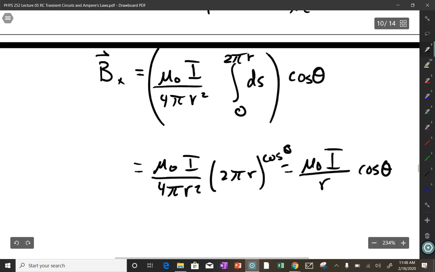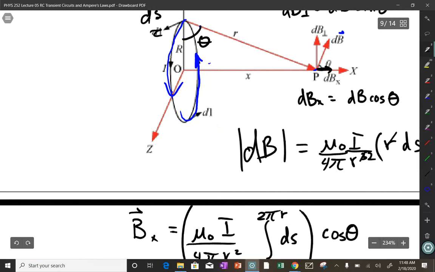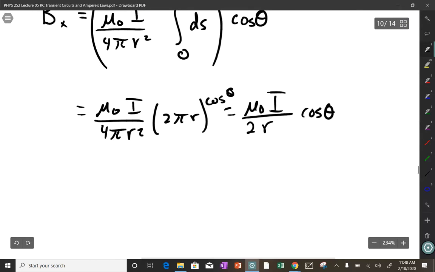Wait, hold on. I think there'd be a 2 in the denominator. Yes, I forgot it. All right, so what's cosine theta? We drew a picture, but we didn't identify theta. Here's theta. So what's cosine theta? By definition, cosine theta is blank over blank. Capital R over lowercase r. So cosine theta is equal to capital R over lowercase r.